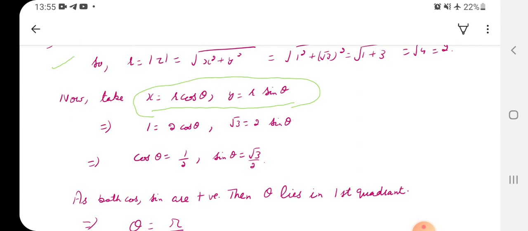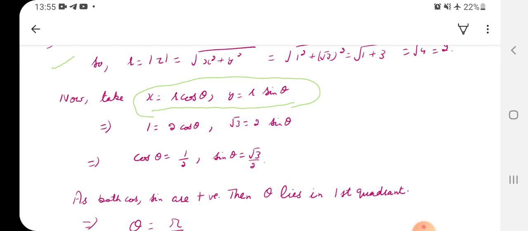So you just have to directly take the value of theta. You can see sine is root 3 by 2. That means it must be 60 degree. And in radians, we call 60 degree as pi by 3.